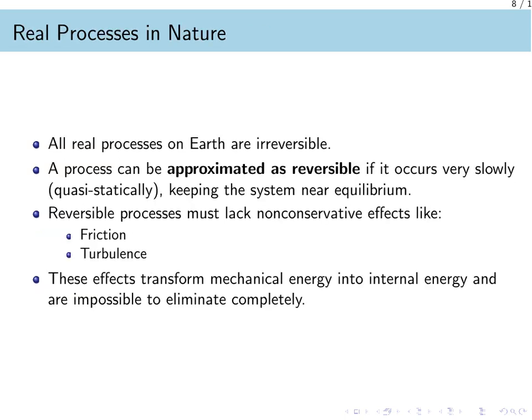When we look at nature, we find that all real processes on Earth are irreversible. We can only approximate a process as reversible if it occurs extremely slowly, which we call a quasi-static process. This keeps the system very near equilibrium at all times. For a process to be truly reversible, it must also be free of non-conservative effects such as friction and turbulence. These effects inevitably transform mechanical energy into internal energy. Since these factors can never be fully eliminated in the real world, true reversibility remains a theoretical ideal.